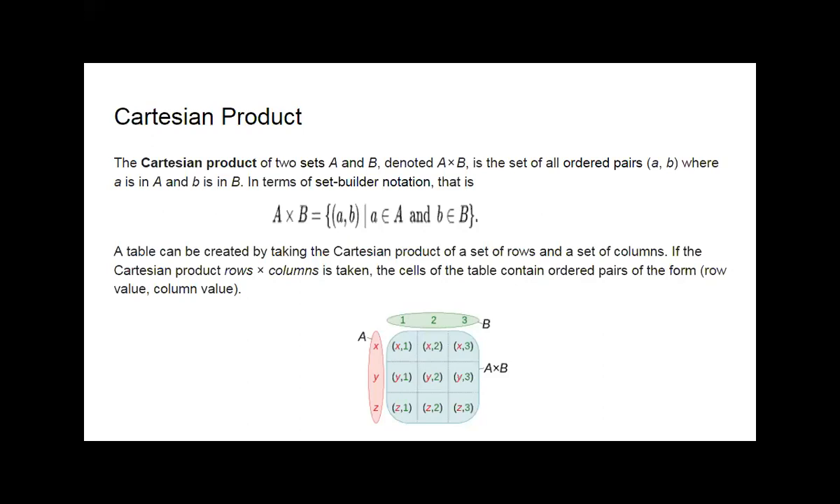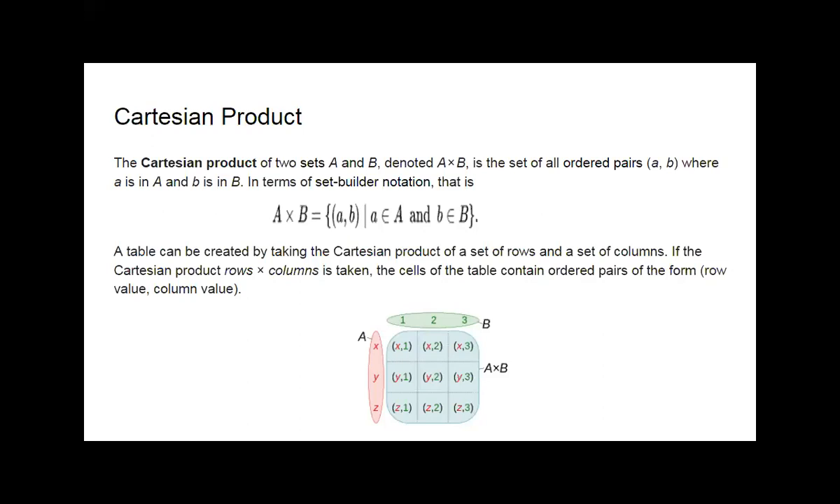In terms of set builder notation, it will be written as A cross B is the set of (a, b) such that, that vertical line is read as "such that" in set theory, a belongs to set A and b belongs to set B. Getting it? You will understand with the example how the Cartesian product is taken.